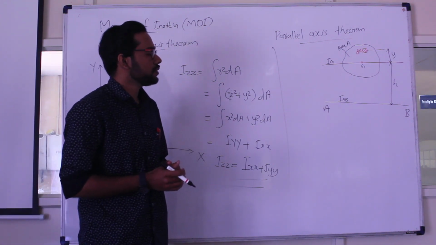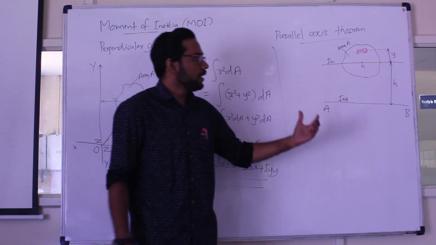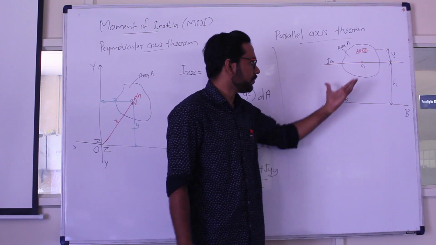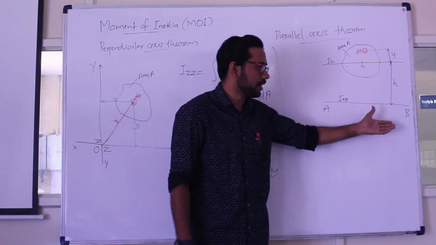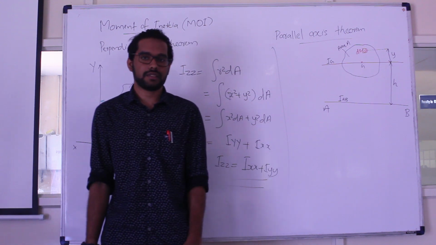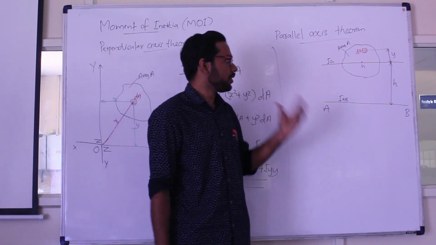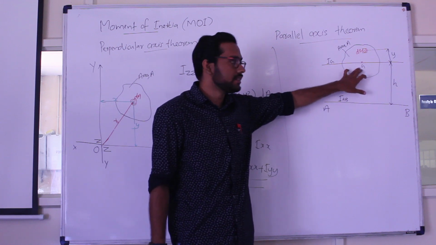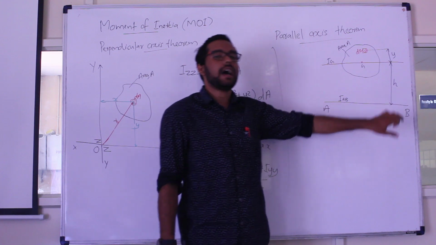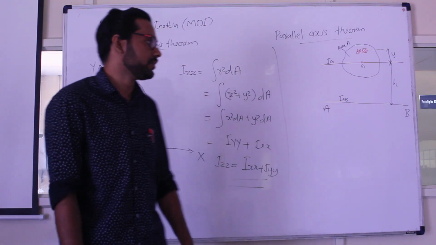If you need to calculate the second moment of area, or the area moment of inertia, of a figure about some reference axis, say an axis AB, then we can use the transfer axis theorem. If you know the moment of inertia about the centroidal axis, and the distance between the centroidal axis and the reference axis, we can use the transfer axis theorem.